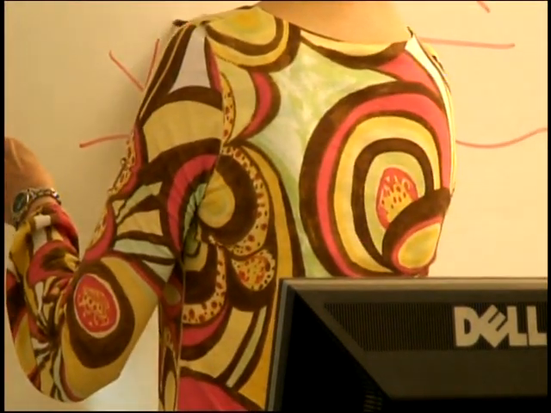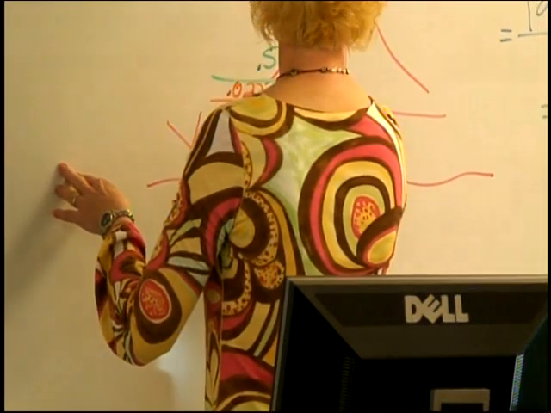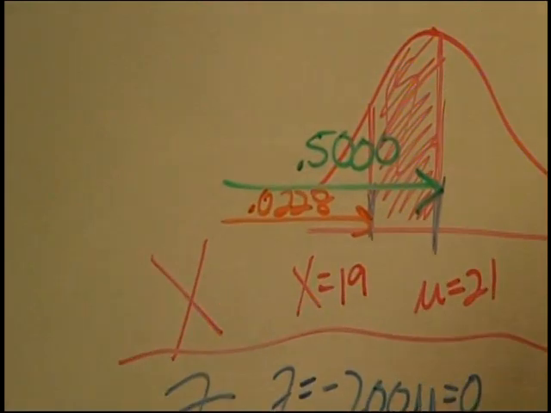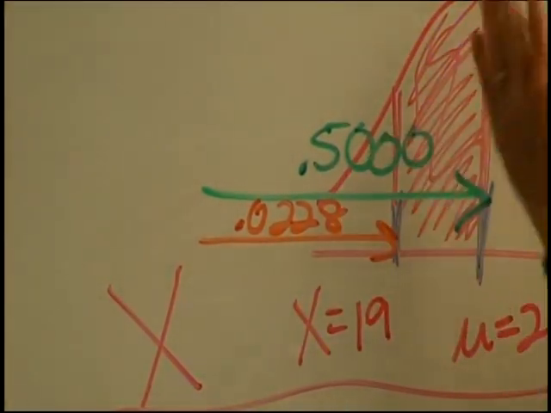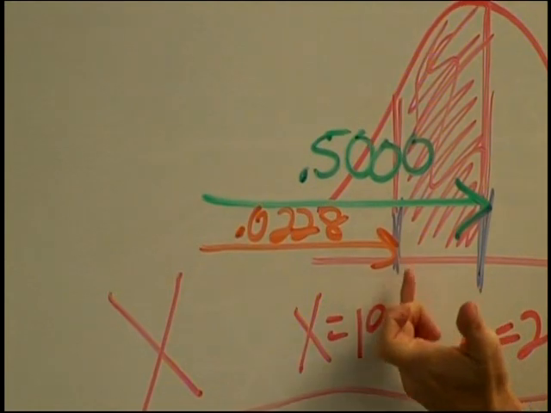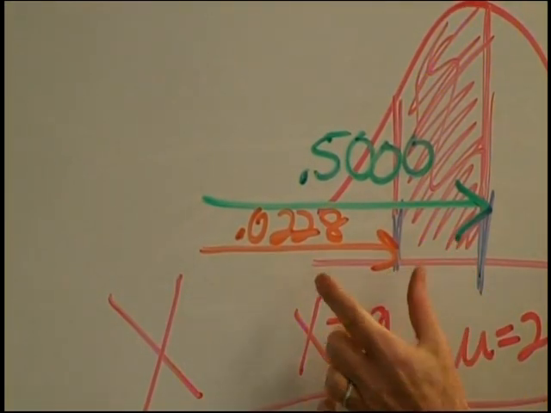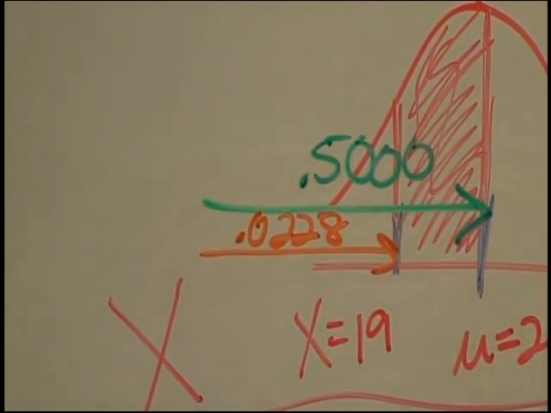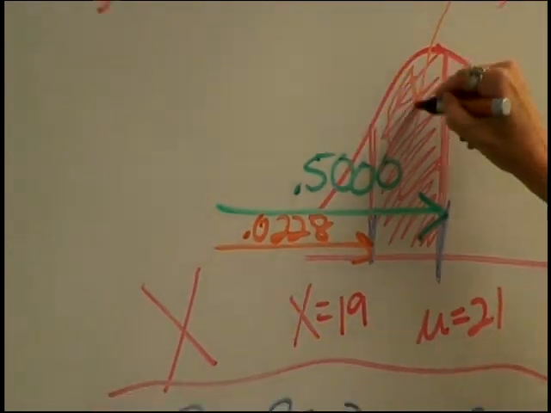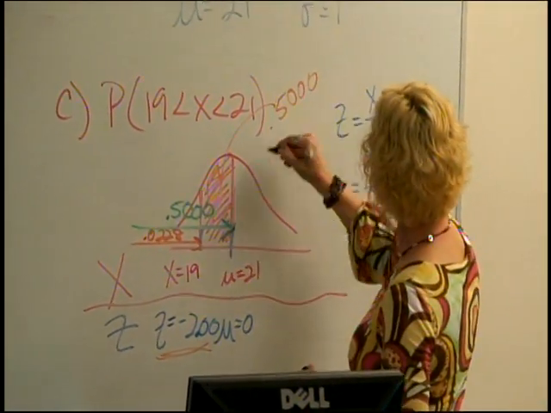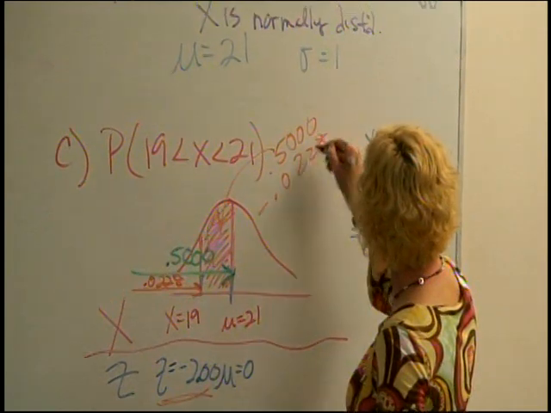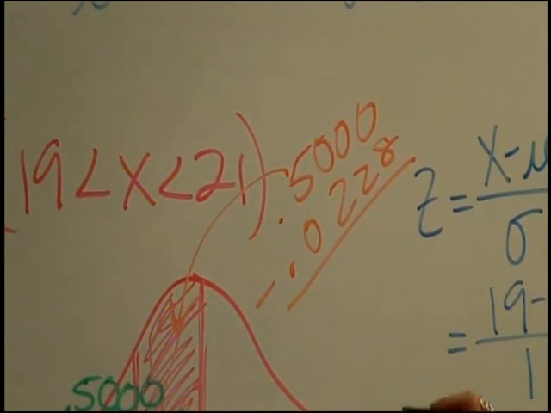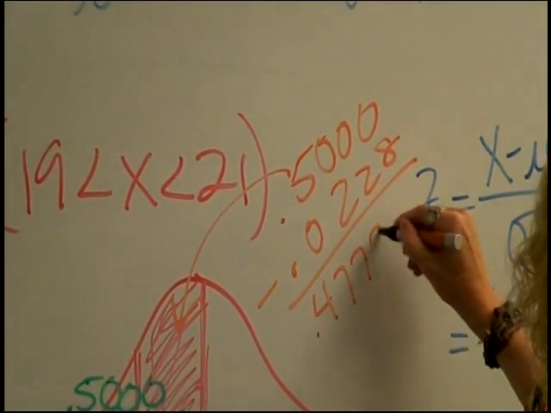0.0228. So then, remember that when we look up the probability, it gives us all of the area to the left. We only want to this line. So we're going to find the area below and then subtract it off. So the probability that we're seeking is 0.5000 minus 0.0228. And what do we get there? 0.4772. Thank you, Mike.